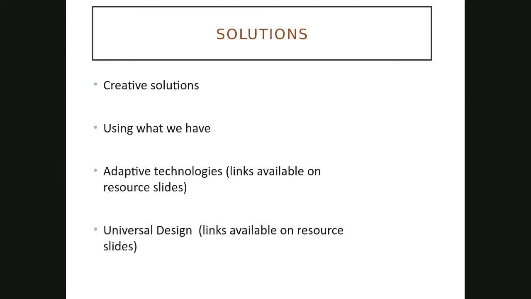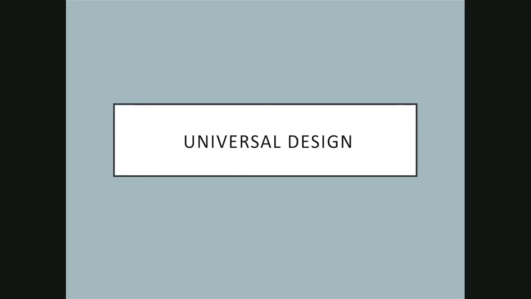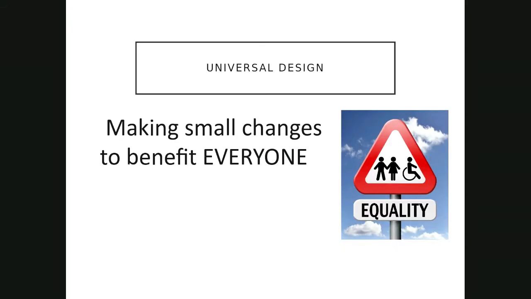I'm also going to talk a little bit more about assistive and adaptive technologies, things that we already have at our fingertips, even in our operating systems on our computers, that will help us to facilitate equity of access for multiple populations. And then talking a little bit more also about universal design, which very simply defined means making small changes to benefit everyone.